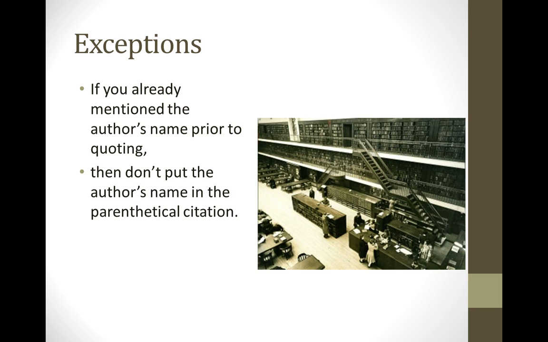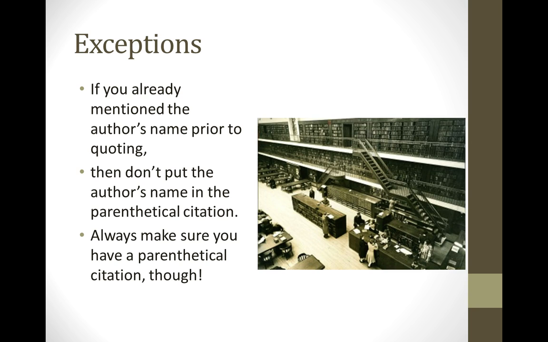Now, if you're bouncing around between sources, if you're coming back to a source after a paragraph or two, make sure that it's clear who the source is. If it's ever unclear who you're quoting from, then you need to put the author's name in the parenthetical citation. As long as you're perfectly clear, however, context matters, then you want to skip the author's name in the parenthetical citation and rely simply on your page number.